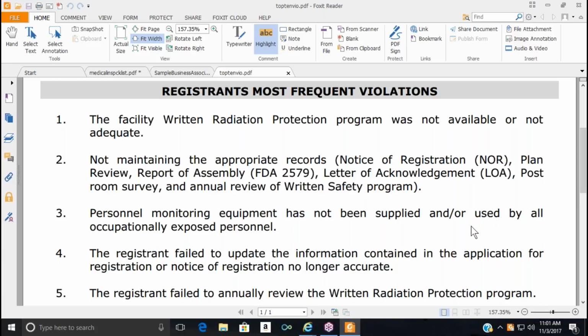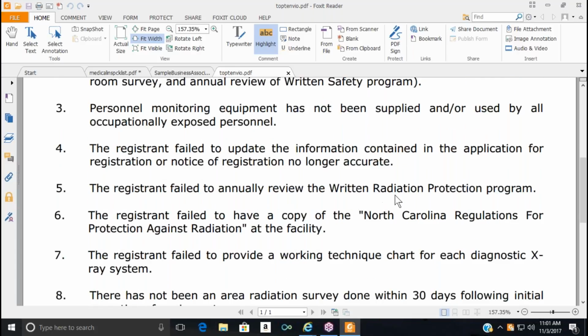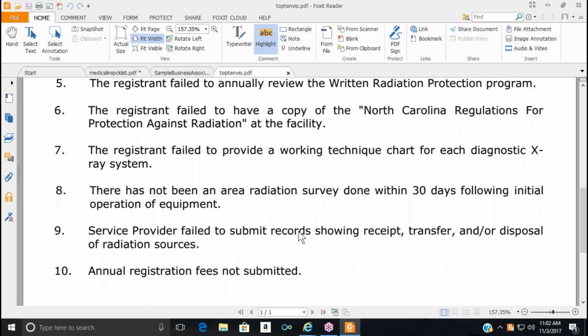If you change offices, it's up to the doctor to let people know. The written radiation program that's instituted, this isn't updated. These are the yellow books that we talked about earlier. Failed to provide a working technique chart. So if your technique chart isn't working, how are we changing it or updating it so it does work? Do you need help with it? That's what that addresses. And for whatever reason, registration fees aren't submitted. I mean, you can remind your doctor, but it's ultimately up to him.